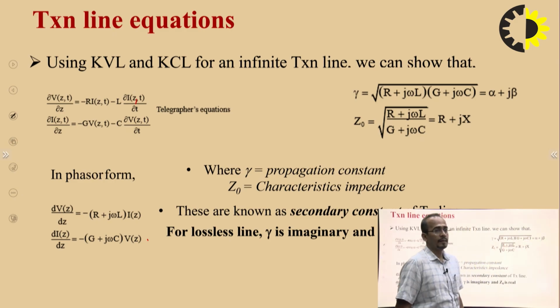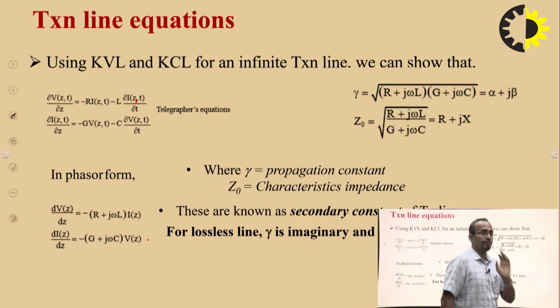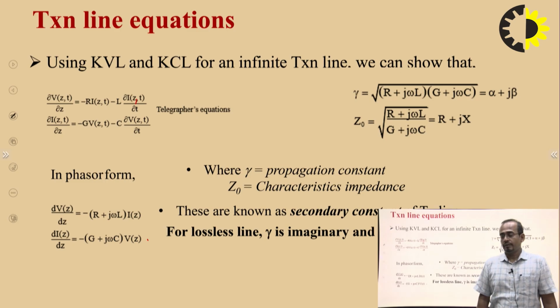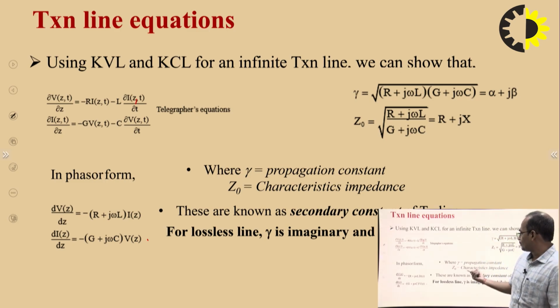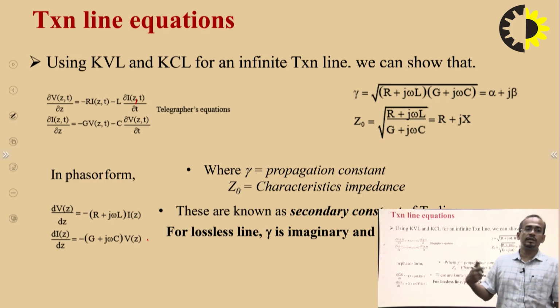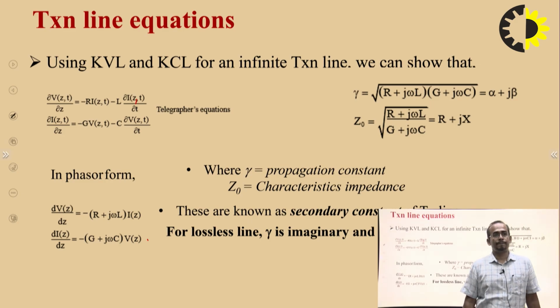Now, gamma is the propagation constant, and Z naught is the characteristic impedance. Gamma and Z naught are known as the secondary constants of the transmission line, and for a lossless line gamma should be imaginary and Z naught is real.